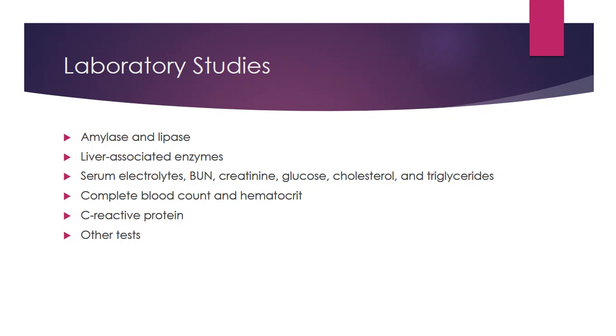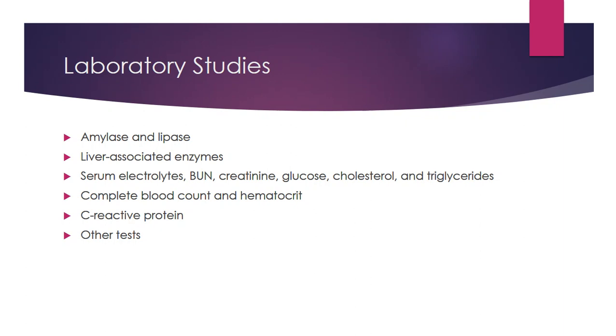Liver-associated enzymes: determine alkaline phosphatase, total bilirubin, AST and ALT levels to search for evidence of gallstone pancreatitis. An ALT level higher than 150 suggests gallstone pancreatitis and a more fulminant disease course. Serum electrolytes, BUN, creatinine, glucose, cholesterol, and triglycerides.